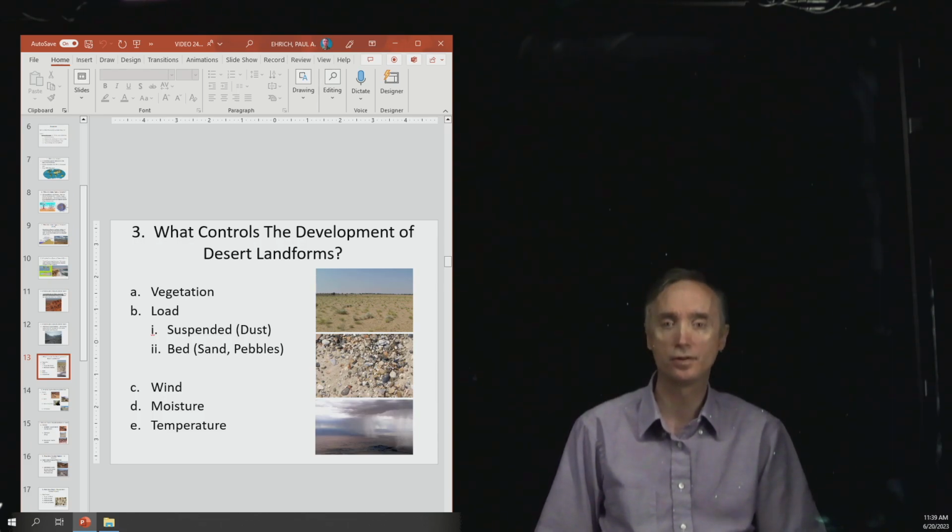It also depends on the wind speed. The greater the wind speed, the more it can erode and the more it can transport, and that is very similar to the water speed in a river. Then you have the amount of moisture in the air, and also the temperature of the air. So basically your climate. Climate will also determine what kind of desert landforms you can have.